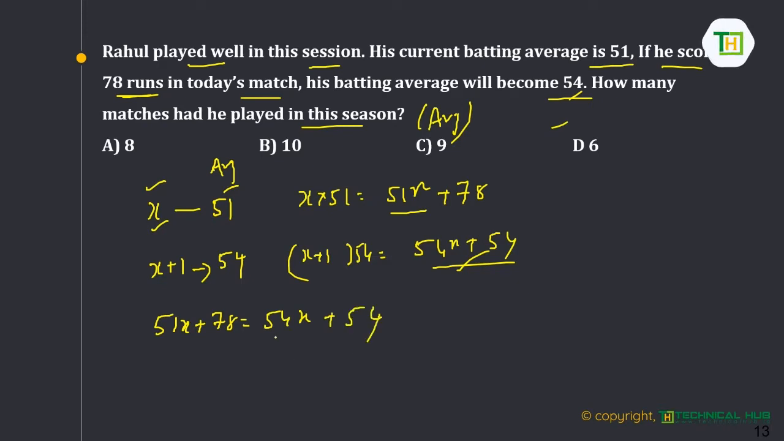Okay. So 54 minus 78... that is, 78 minus 54 is equal to 3X, and that is equal to how much? 24. Then X is equal to how much? 8. See, the X is nothing but the number of innings played in this session. So the answer for this question is option A.